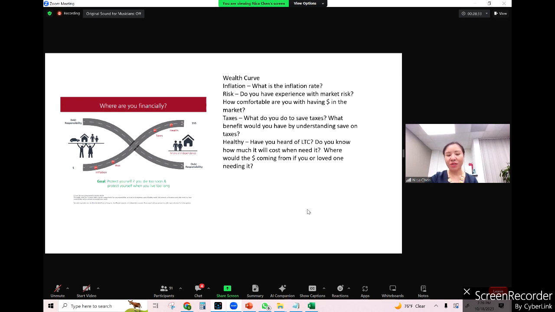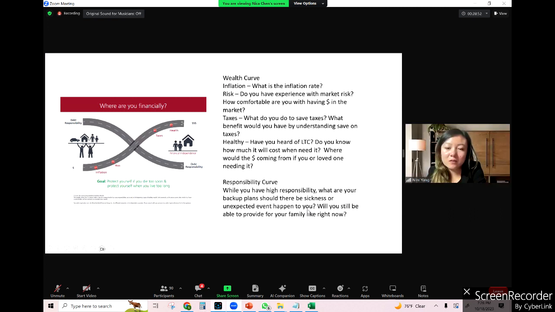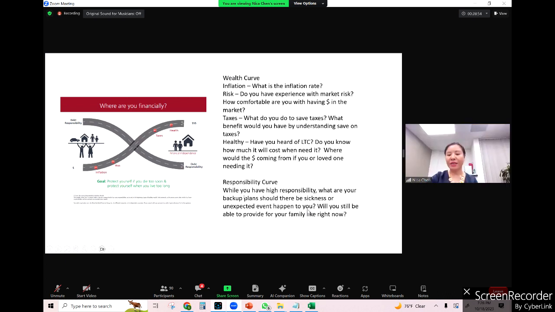We talk about the wealth curve. Now let's look at the responsibility curve. While you have high responsibility, what are the backup plans? Right now, you just had a baby, right? You and your husband, are you both working right now? Yes. So you have kids and a home, right? What are your backup plans if there's sickness?